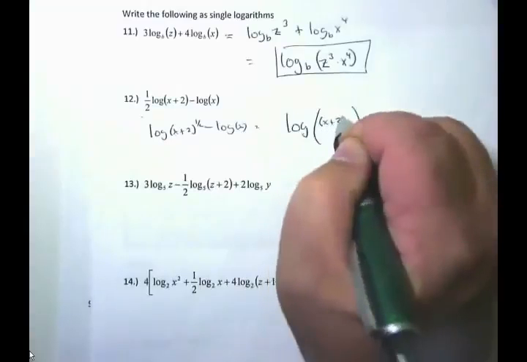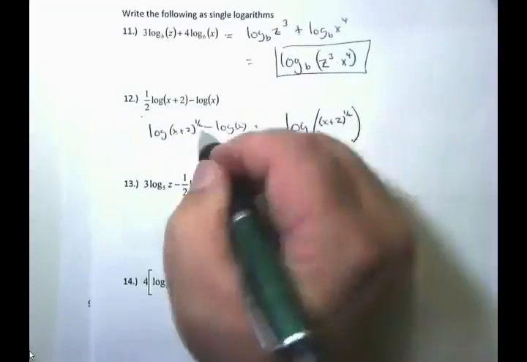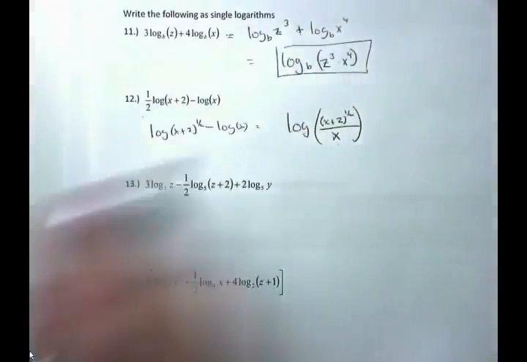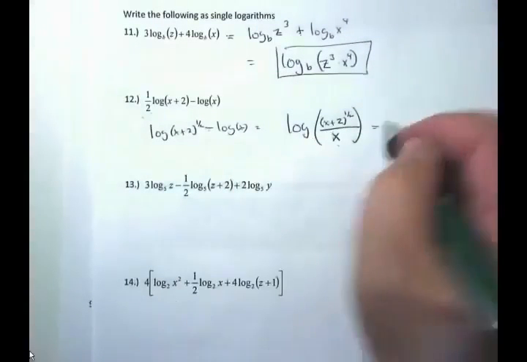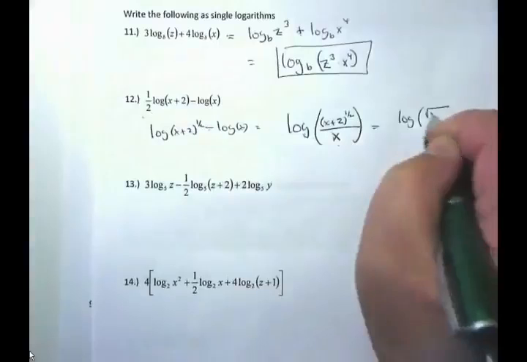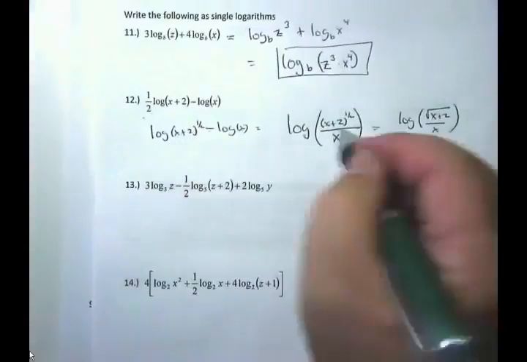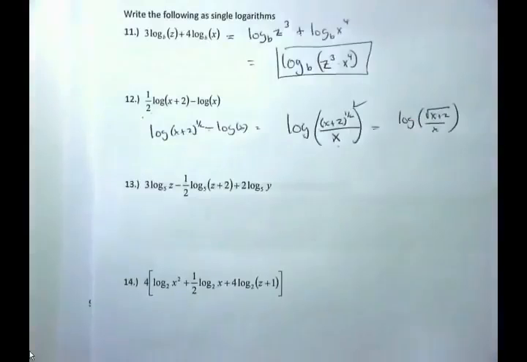This guy is understood to be positive. Positive things go on top. This is x plus 2 to the 1/2. And subtraction turns into division, divided by this term x. And this is your answer. Now, if you put it as log of the square root of x plus 2 over x, of course I would count that 100% correct. But this is good enough. Does that make sense? If you want 1/2 power, you can write square root. That's up to you.